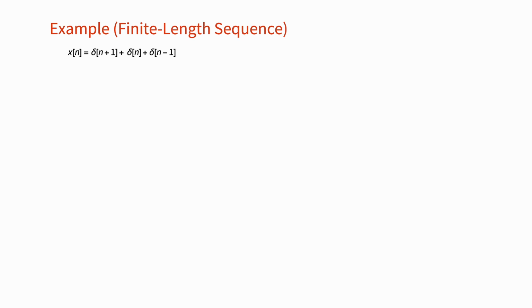As an example, let's find the discrete-time Fourier transform of the finite length sequence x of n as it's defined here. Let's plot the sequence to see how it changes over n. We could check first if the Fourier transform exists. Since the sequence here is finite length and finite valued, the discrete-time Fourier transform does exist, and so we don't need to check the condition for existence of the Fourier transform.